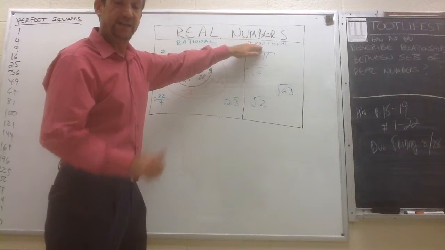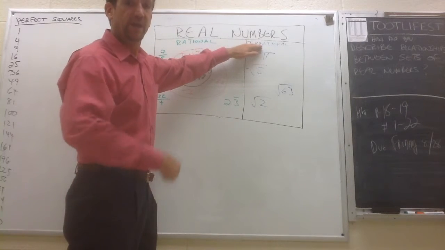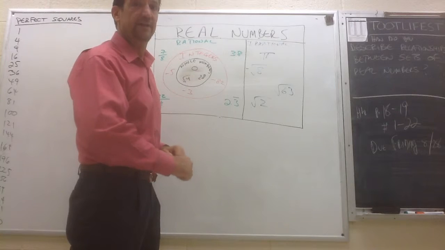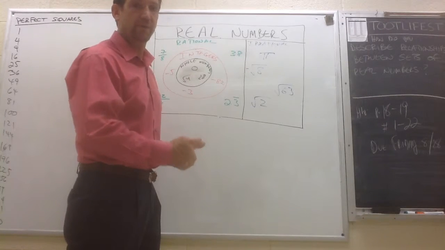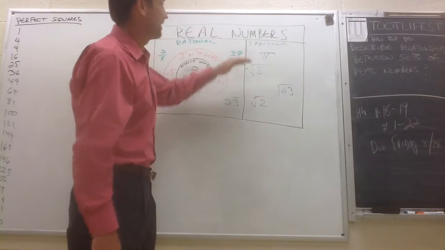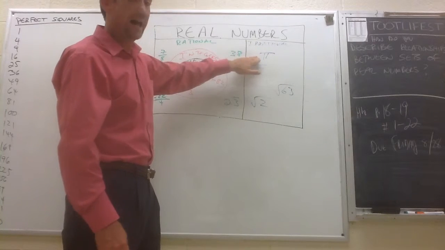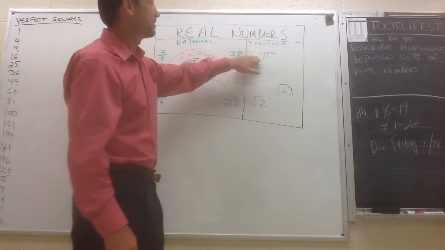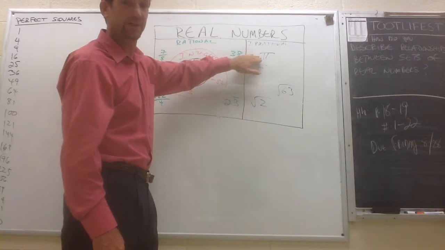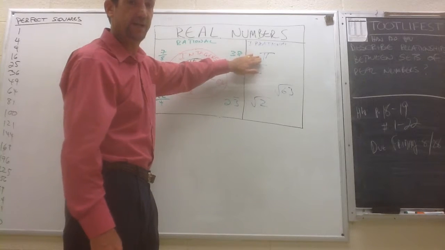Irrational numbers cannot be written as fractions, and when they are written as decimals, they don't terminate and they don't repeat. So what are the examples of irrational numbers? Pi is the most famous irrational number of all time. It's a decimal that does not terminate and does not repeat.